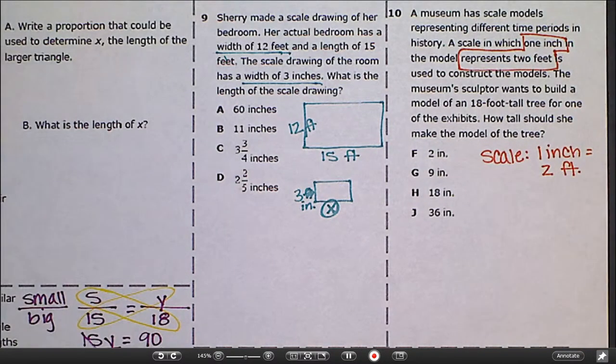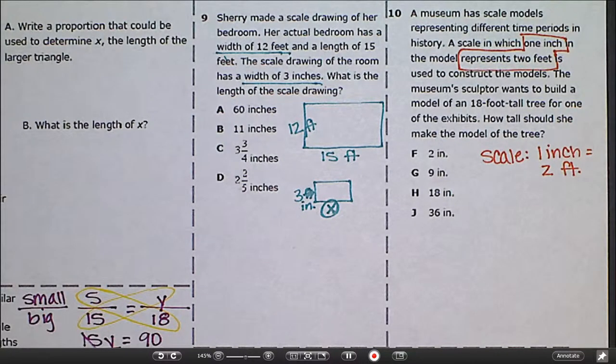That's important. The museum sculptor, the person building these sculptures, wants to build a model of an 18-foot tall tree for one of the museum exhibits. So how tall should he make the model of the tree? So, whenever you are given a scale factor, that's like a present. They're giving us information, and they're really giving us the same information that they're giving in other problems. But the cool thing about being given a scale factor is that they've given us our entire first ratio.